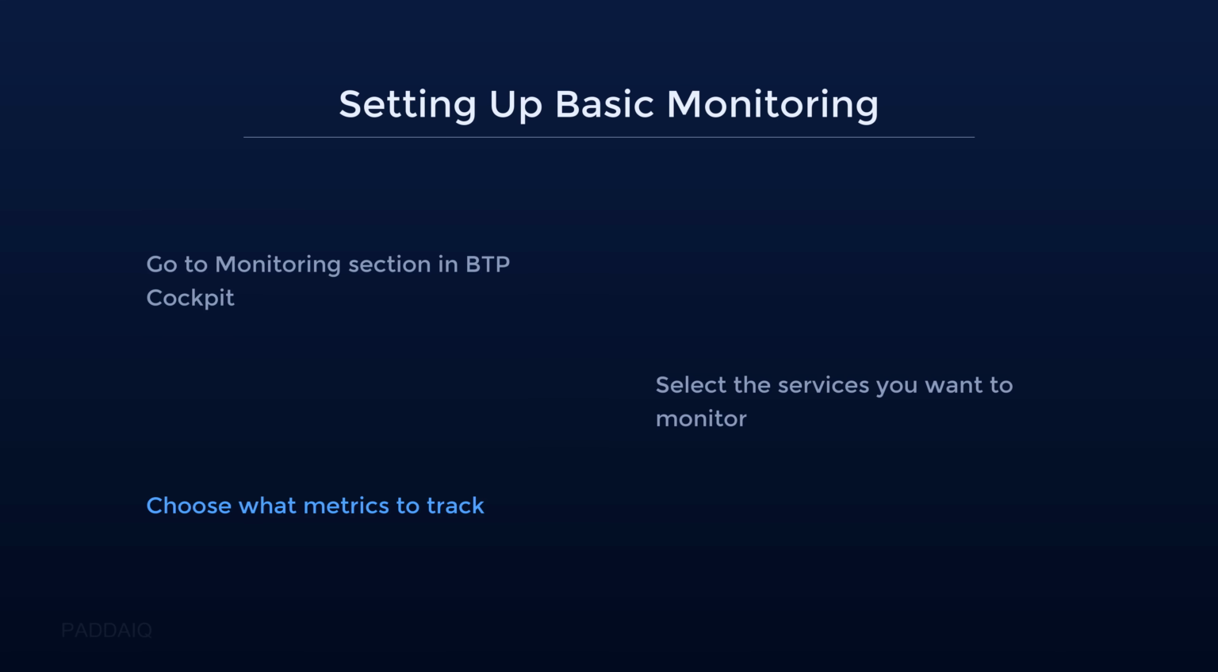Choose what metrics to track. This means selecting specific, measurable data points that indicate your application's health and performance. For example, you might track CPU usage to ensure your app does not overload the server. Focusing on the right metrics helps you quickly identify and resolve potential issues.